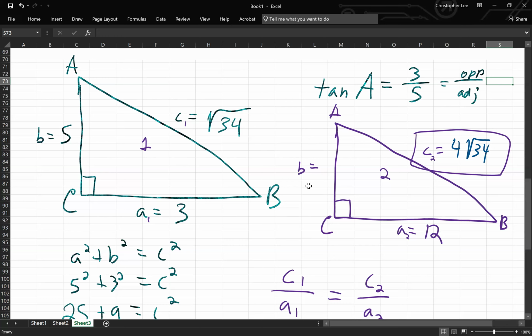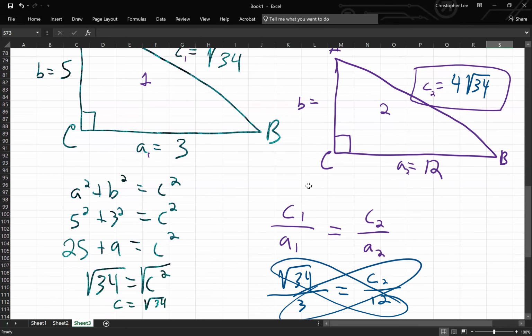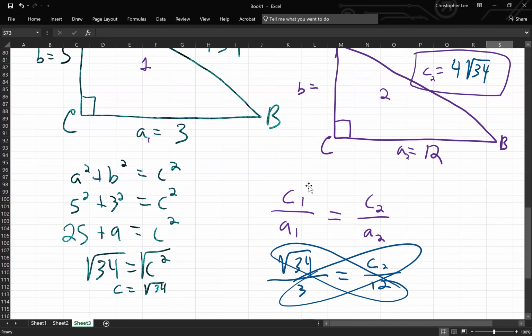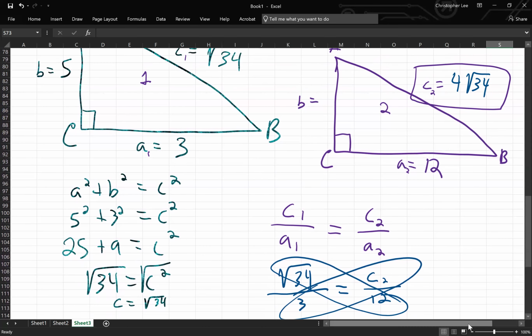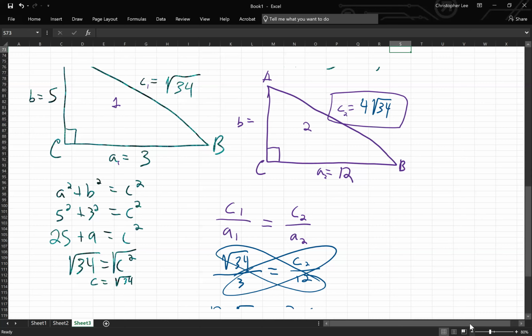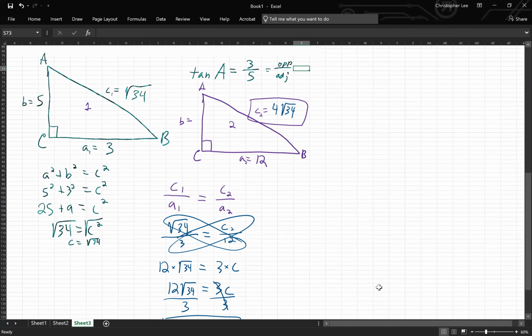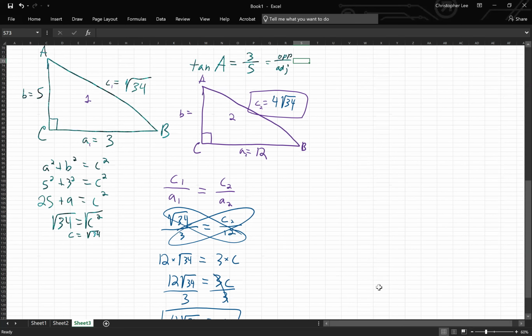How did you get four square root 34? Because he used the numbers from the other triangle. He used the A1, 3 to calculate. Let me do it like this. At first I didn't know we got the 3 from there, but basically you're comparing two different triangles. And you got the same answer?